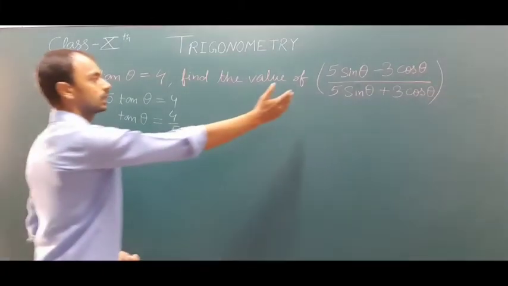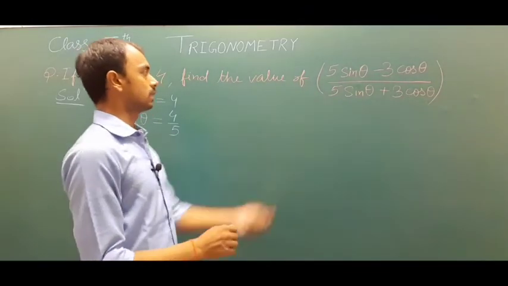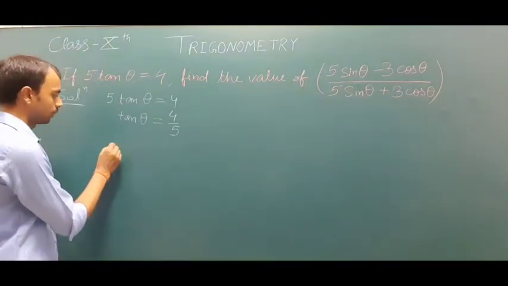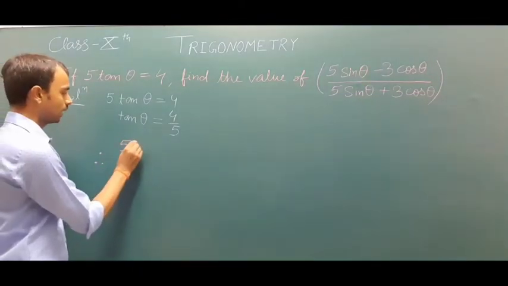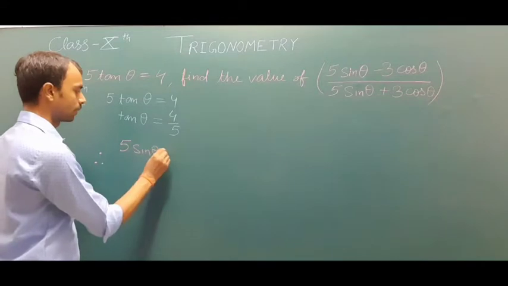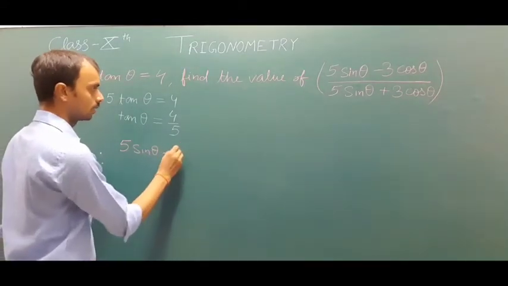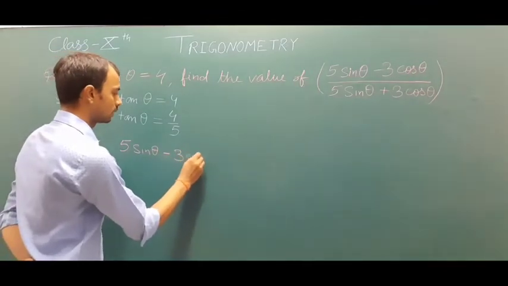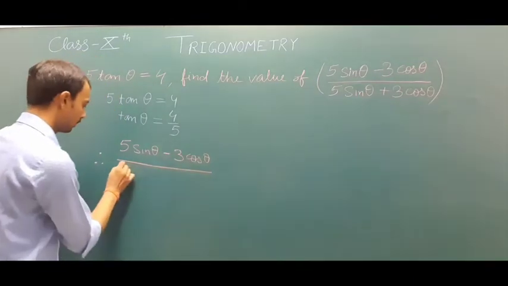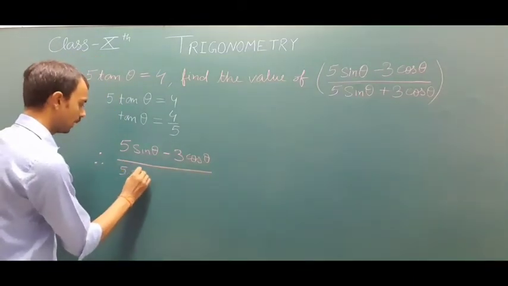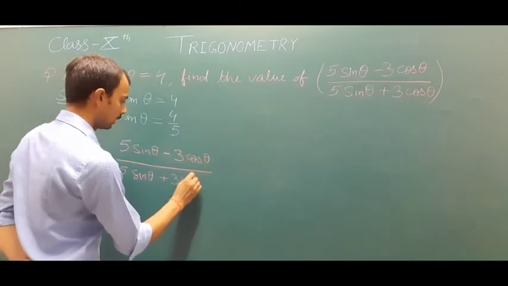Now consider this equation, that is what? Therefore, 5 sin theta minus 3 cos theta upon 5 sin theta plus 3 cos theta.